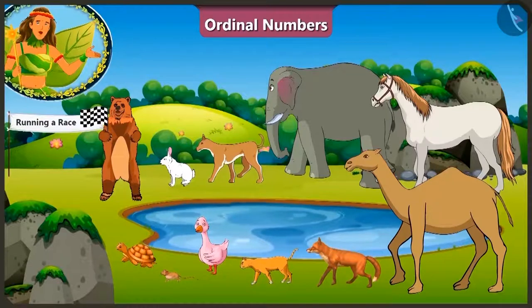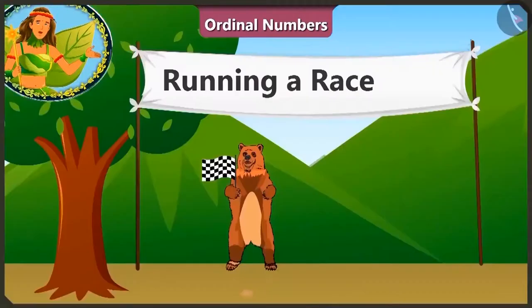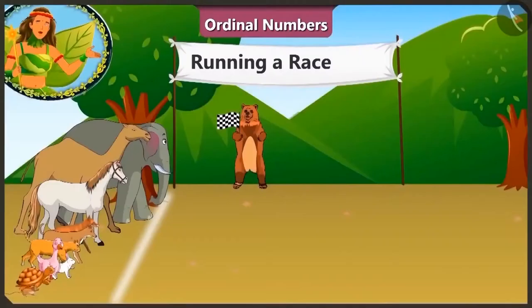Let us count. 1, 2, 3, 4, 5, 6, 7, 8, 9, 10. A total of 10 animals are participating in this race and Bhalu uncle is playing the role of the referee. Look. All the animals are standing at the starting line.